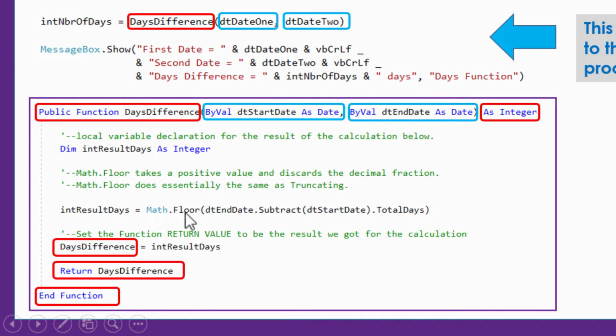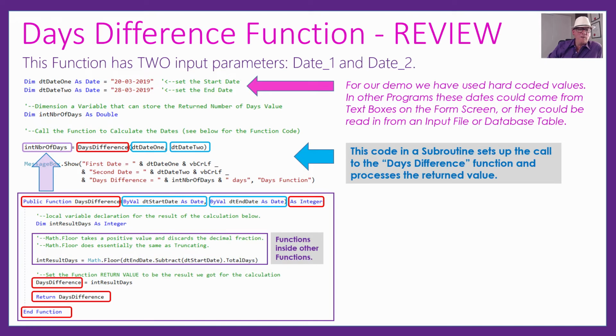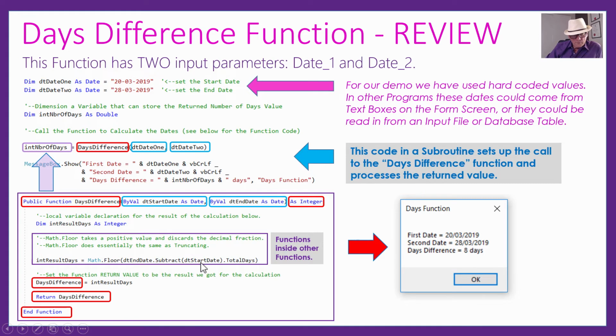And then also do a math.floor, which will truncate it and get rid of any decimal places that we don't need. And that will get passed back up into the subroutine there and go into our int number of days variable, which we've set up back in the subroutine. Here we've got a couple of functions inside other functions there. So we're doing the math floor function, but in here we're doing the function to subtract dates, the built-in subtractor function for dates. So yeah, 2 functions in one there.